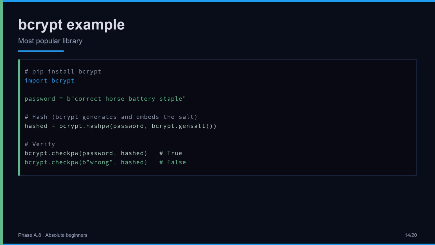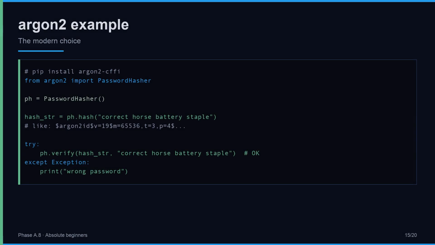Most popular library. Argon 2 is the modern winner. Install argon2-cffi. Create a password hasher. Call hash with the password and you get a single string encoding the algorithm, the parameters, the salt, and the hash. To verify, call verify with the stored string and the input. It raises an exception if the password is wrong. Argon2id is the recommended variant today, it resists both GPU and trade-off attacks. If you can install a library, Argon 2 is the strongest choice.